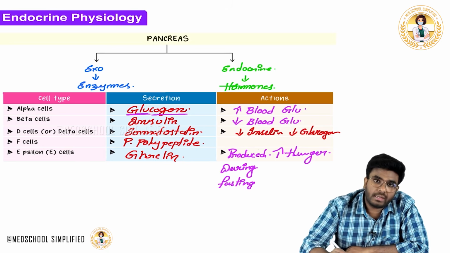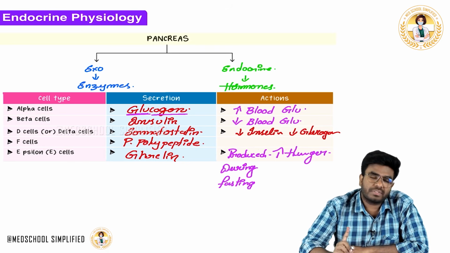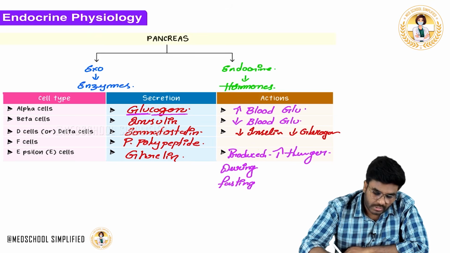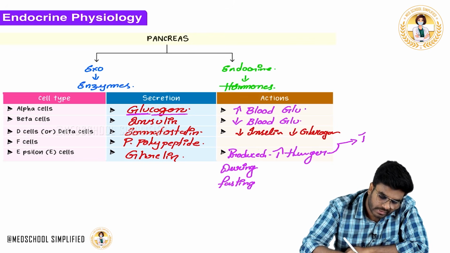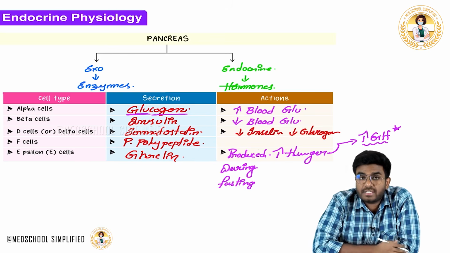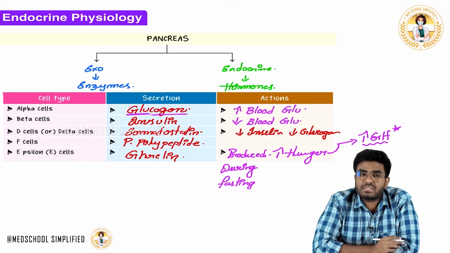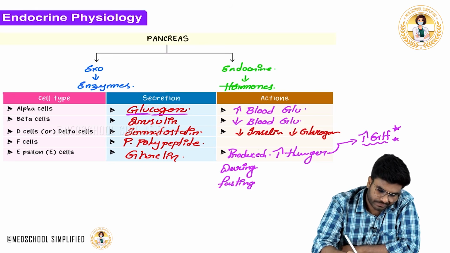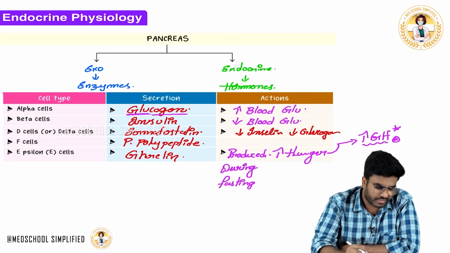Ghrelin also goes to the central nervous system. In the pituitary gland, ghrelin can stimulate the somatotropes. By stimulating the somatotropes, ghrelin increases the growth hormone. So these are the important points about ghrelin. Ghrelin is produced during fasting from the pancreas by the epsilon cells. It increases the hunger and it increases the growth hormone release. These are some important points I want you to know.